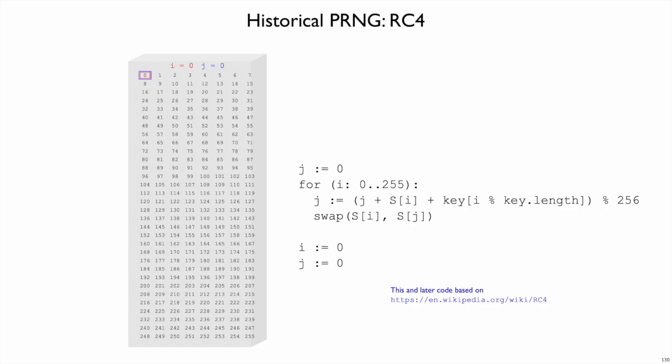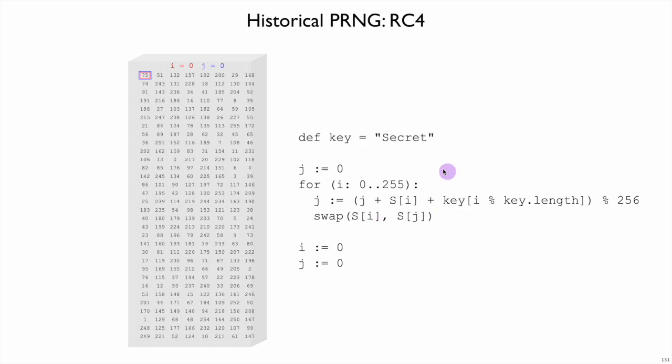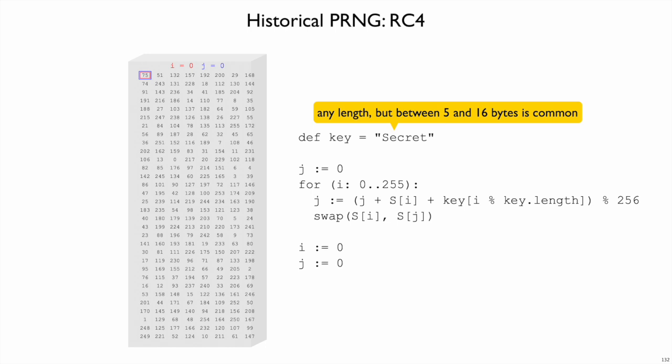Here's some pseudocode for how the state of RC4 is initialized from a seed. We'll call the seed the key. We'll supply it as a string, and we're going to use the individual characters of the string, looking at them as parts of the key. And the key can be any length, but typical values are between 5 and 16. More than 256 will not be useful because of the way that we're going to use it, and less than 5 is just too few.